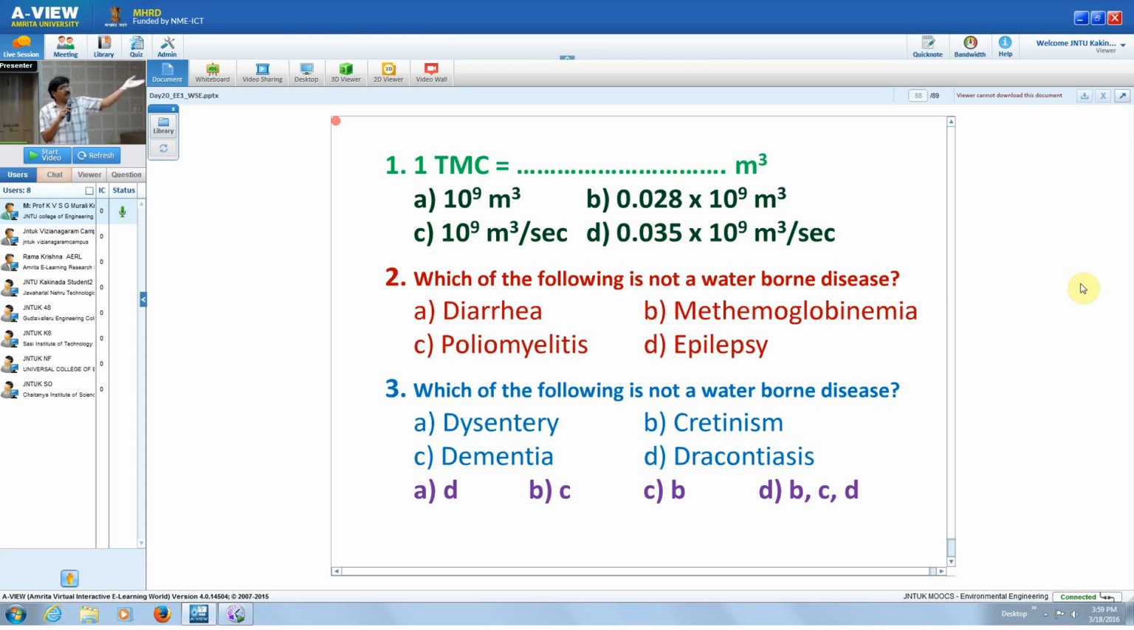Third question. Which of the following is not a waterborne disease? Question number 3. That sort of answering also you should know. Next.